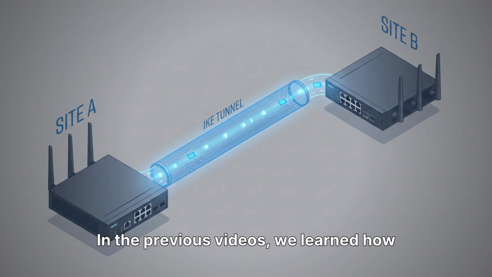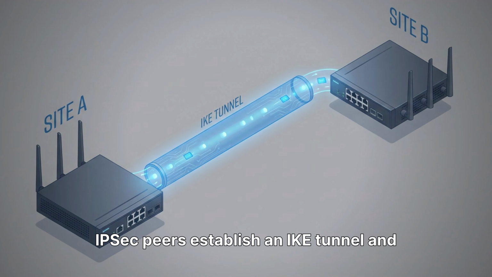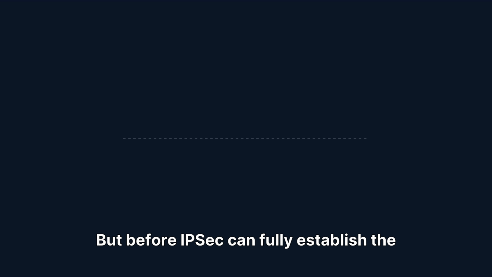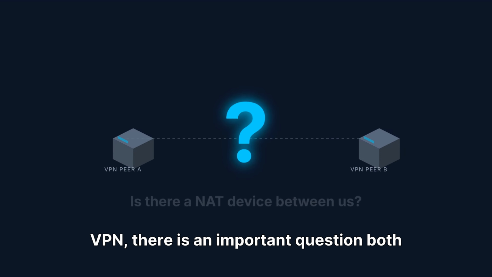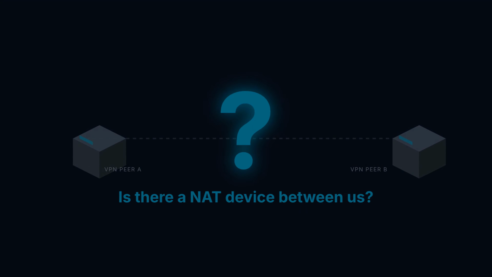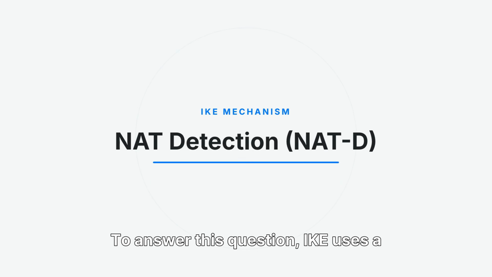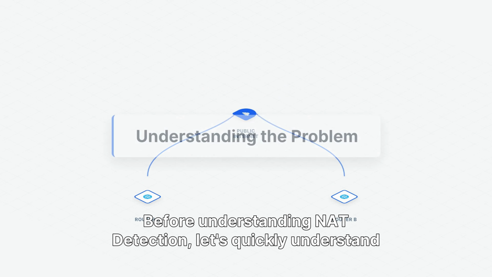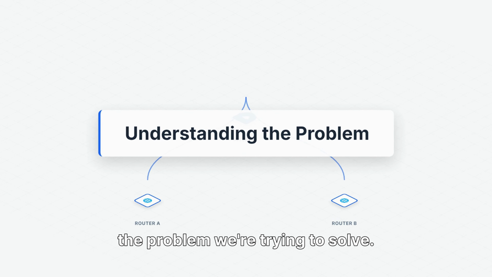In the previous videos, we learned how IPSec peers establish an IKE tunnel and exchange information securely. But before IPSec can fully establish the VPN, there is an important question both peers need to answer. Is there a NAT device between us? To answer this question, IKE uses a mechanism called NAT Detection, NAT-D. Before understanding NAT detection, let's quickly understand the problem we're trying to solve.